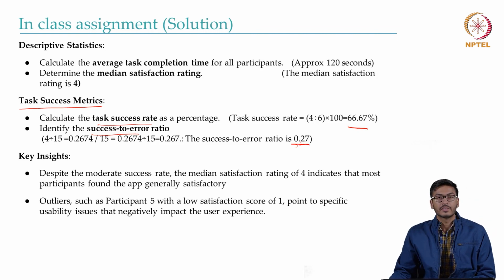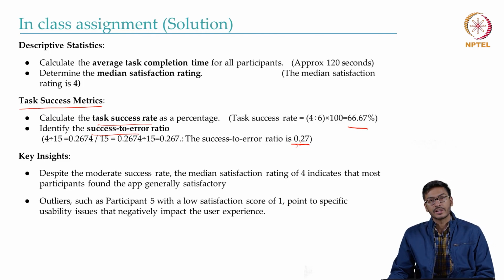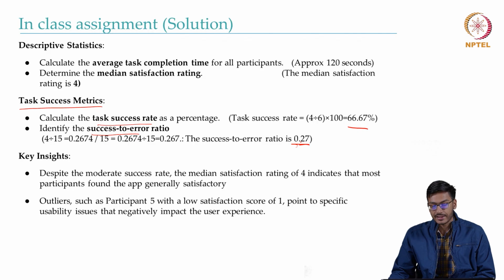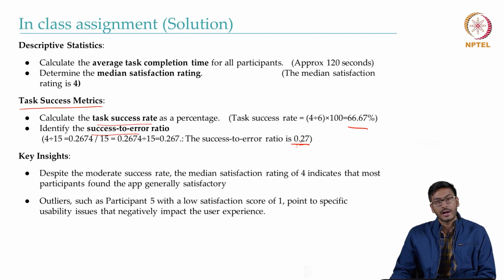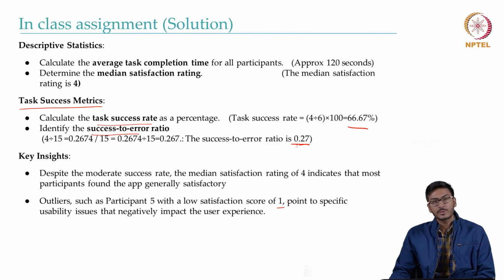Finally, we aim to reveal some key insights, which are: despite the moderate success rate, the median satisfaction rating of 4 indicates that most participants found the app generally satisfactory. However, outliers like participant 5 have a very low satisfaction score of 1. This points to specific usability issues that negatively impact the user experience.